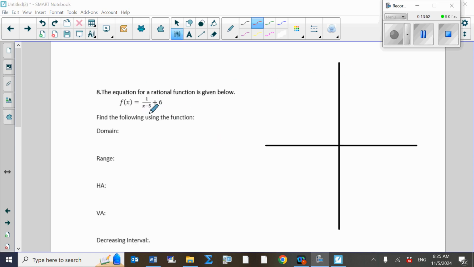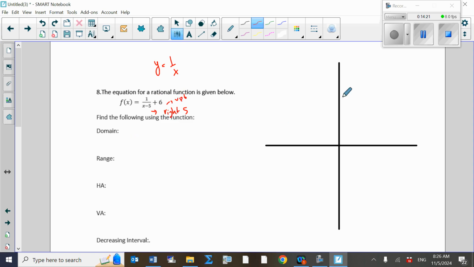Okay, next function is asking us to look at this function and find the features of that function. We know that this is a rational function which is transformed. I know that the parent rational function looks like y equal to 1/x. And I see that x is subtracted by 5. That means this is moved to the right 5. And 6 is added outside of the function, so it's up 6.